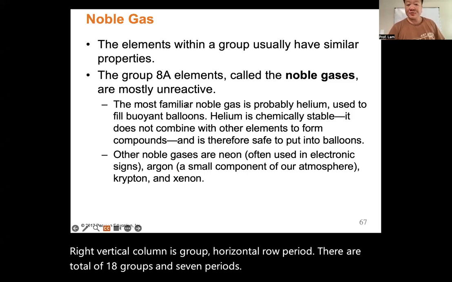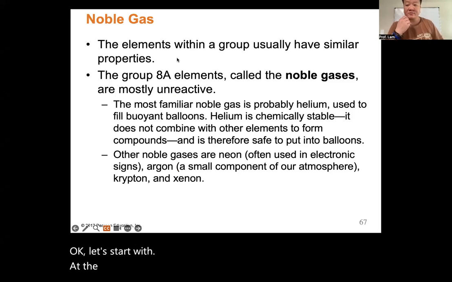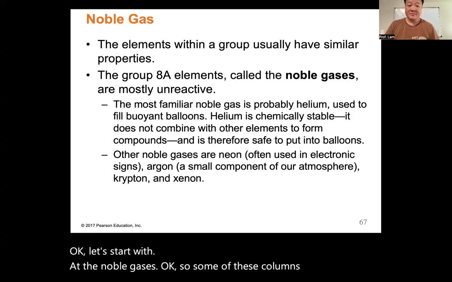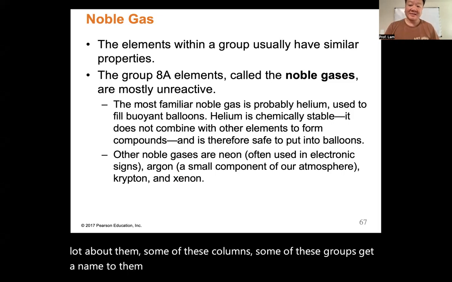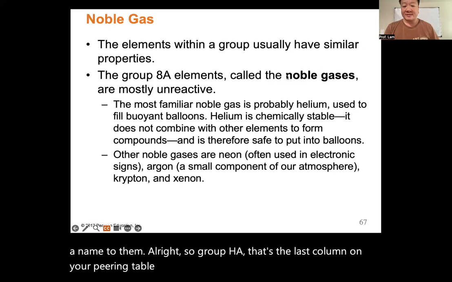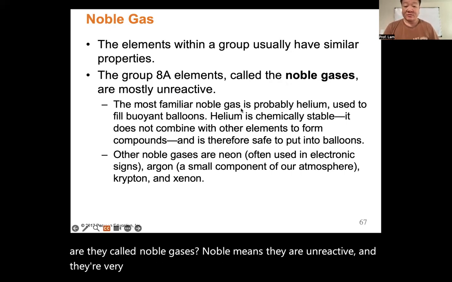Okay, let's start with the noble gases. Since we know a lot about some of these columns, some of these groups get a name, right? So group 8A, that's the last column on your periodic table, those are called the noble gases. And why are they called noble gases? Noble means they are unreactive. They're very stable, and they don't react.